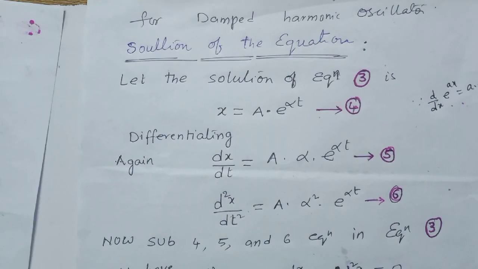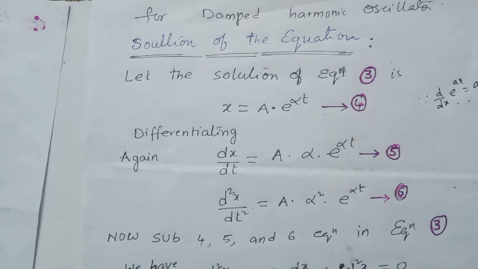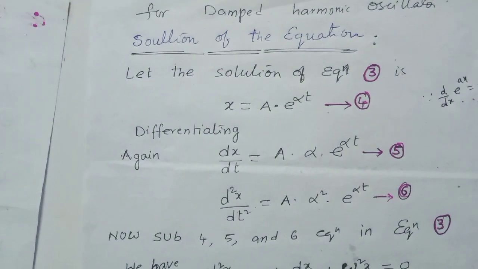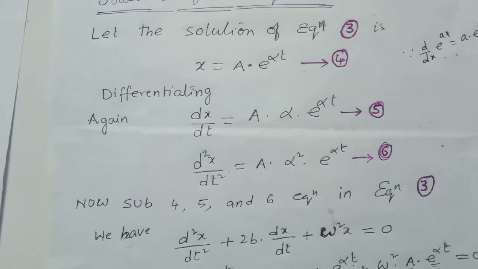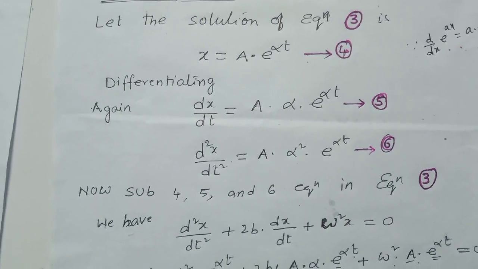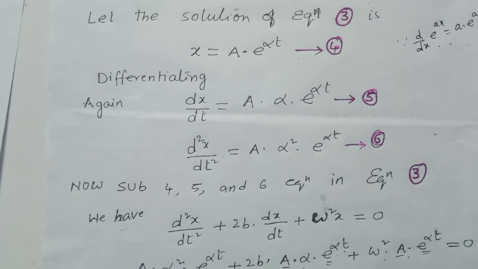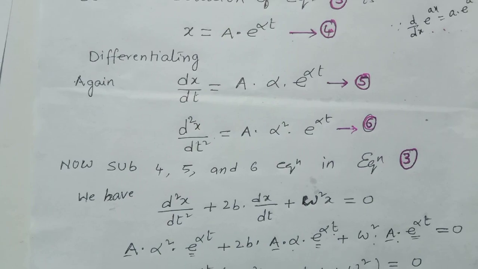Now to get dx by dt and d square x by dt square, we are differentiating equation 4 twice, x equals a into e power alpha t. On the first differentiation we get dx by dt equals a into alpha into e power alpha t, and d square x by dt square equals a into alpha square into e power alpha t.